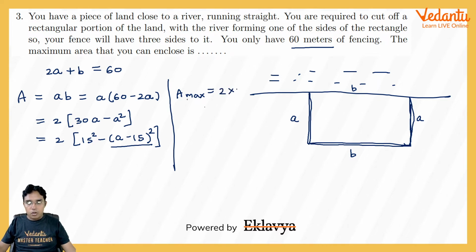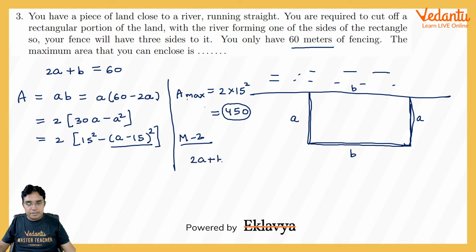So it will be 2 into 15 square. So maximum area will be 450. So that is one of the methods I was suggesting. Now what can be another method? Please see method 2.